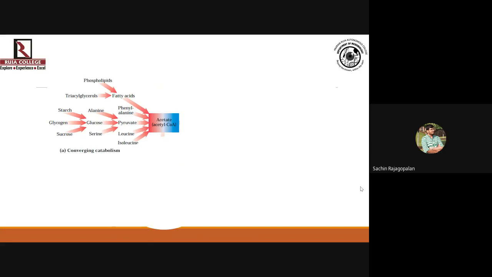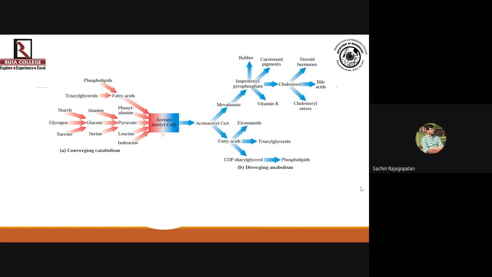converging catabolism. But the way you have converging catabolism, you also have diverging anabolism, wherein you will see that different intermediates are involving themselves in different anabolic processes, in different constructive processes, right? So you will not see any convergence there. You can see that within fatty acids itself, you can see three divergences taking place. One to make eicosanoids, another to make triacylglycerol, yet another to make phospholipids, right? So please understand that the intermediates of the same process may be involved in completely unrelated and different anabolic reactions.